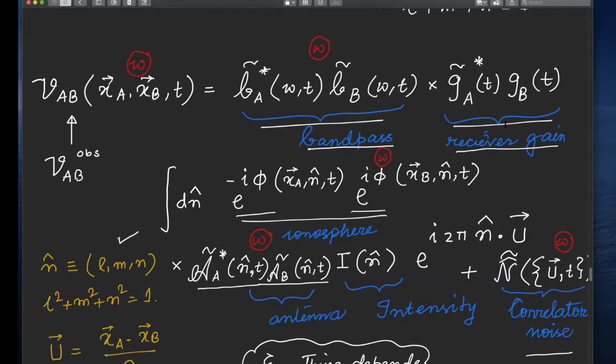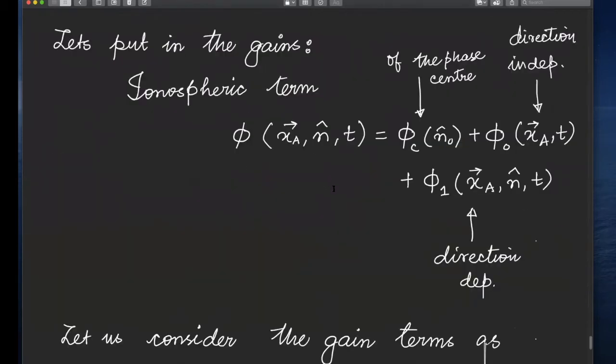Similarly for B. What remains inside is that phi 1 term, which depends on XA, N, and T, all three of them. So I have the term which is at the phase center. Remember, this term will be different if you look in a different direction, right? If you change the phase center direction, this term will be different. Otherwise, it is the same. Then I have this direction independent term. Sorry, it doesn't have an N cap. I have this direction dependent term.